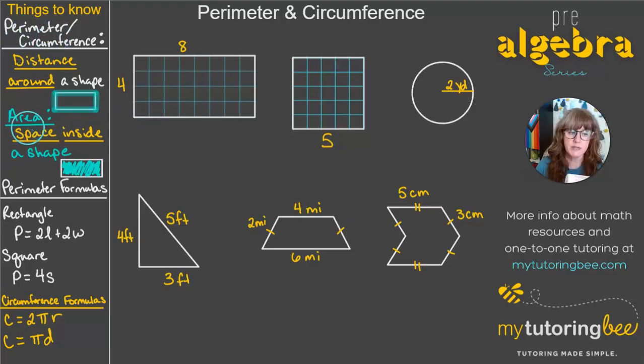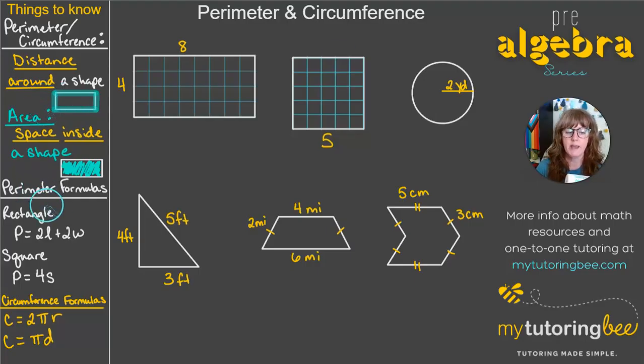And I also included in here some information about area because this is a common mistake that students make, mixing up perimeter and area. When we're dealing with area, we're looking at the space inside, so all of the two-dimensional squares that can fit inside of a shape. But for today's video, we're talking about perimeter, so that outside distance around the shape.